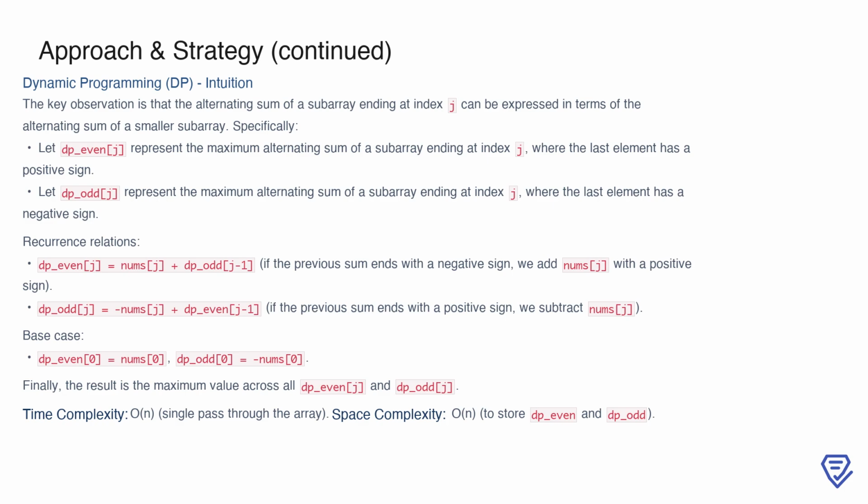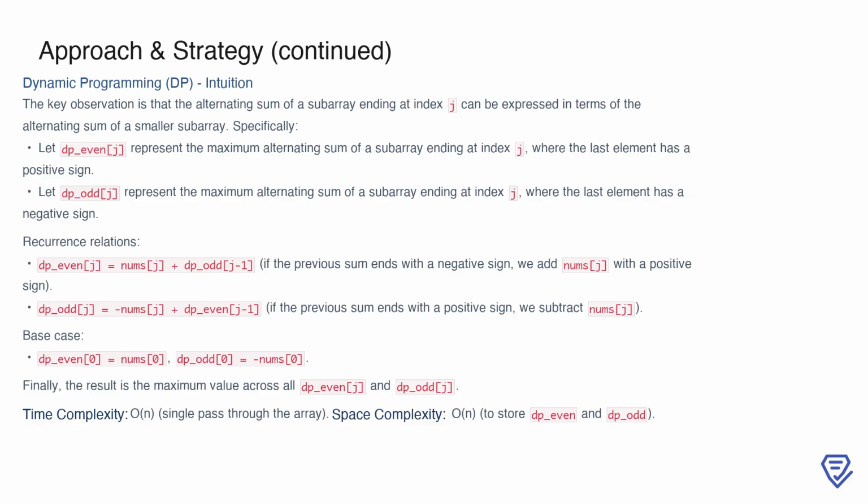Using these definitions, we can establish the recurrence relations: dp_even[j] equals nums[j] plus dp_odd[j-1], and dp_odd[j] equals nums[j] plus dp_even[j-1]. The base case is straightforward. For the first element, dp_even[0] is simply nums[0] and dp_odd[0] is nums[0]. By iterating through the array and applying these recurrence relations, we can compute the alternating sums efficiently. At the end, the result is the maximum value across all dp_even[j] and dp_odd[j].